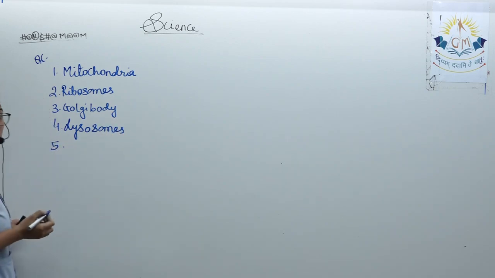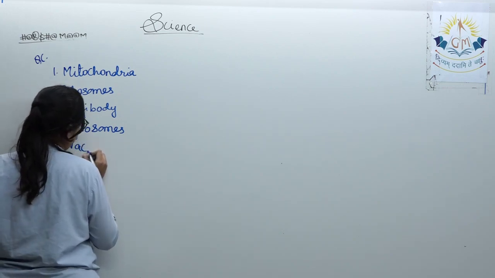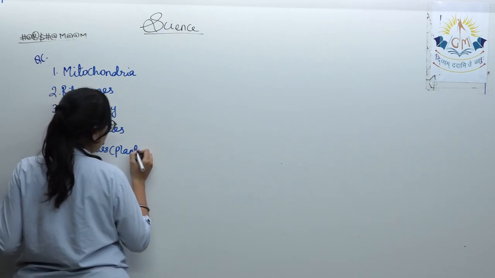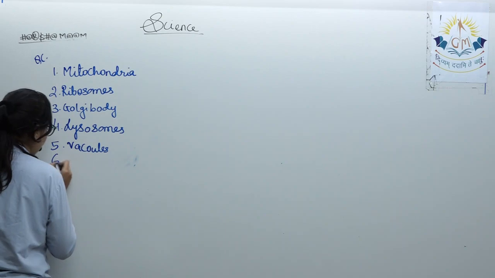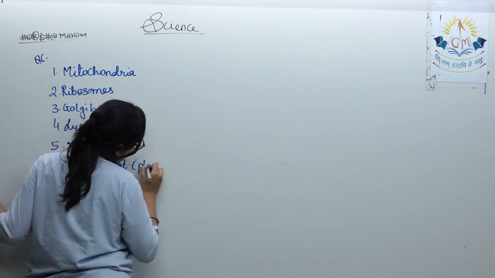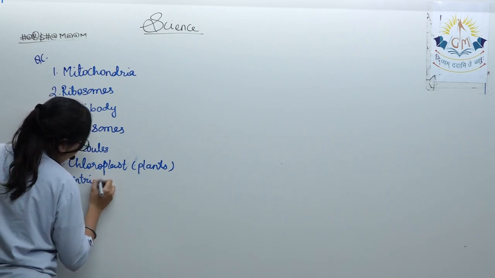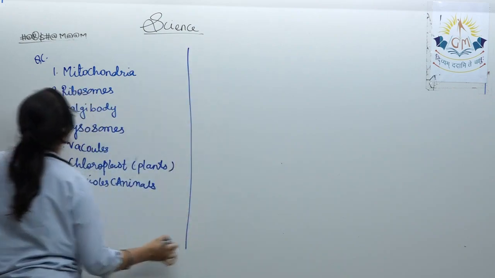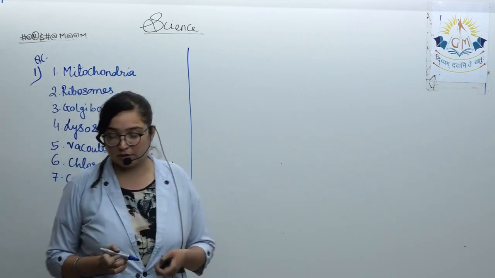then further you are having the vacuoles in plants as well as animals, because in animals it is small but it is present. Then chloroplast, that is only in plants. Then centrioles in animals. So these are a few names of the organelles which are present in the cell.